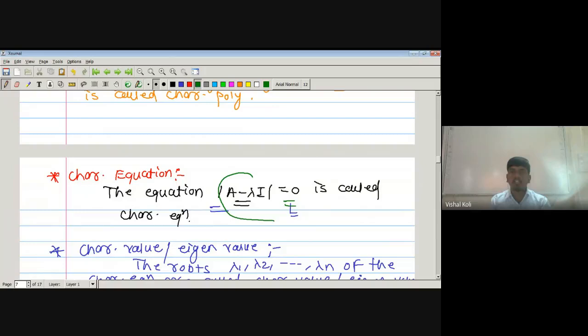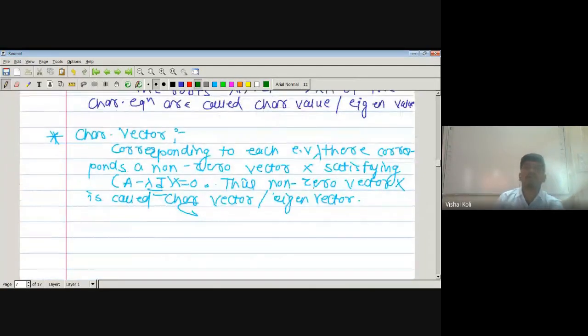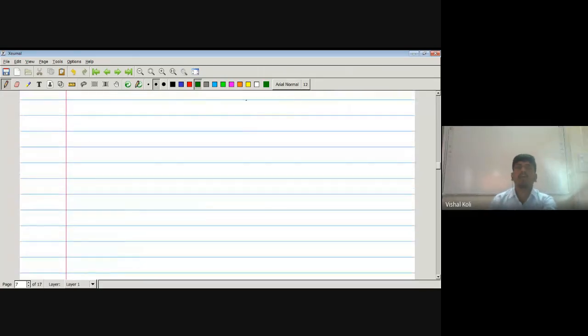of that characteristic equation are nothing but the characteristic values, and corresponding to each characteristic value we get one non-zero vector x which satisfies the condition A minus lambda I into x equal to 0. Such a non-zero vector x is called the characteristic vector or eigenvector. We will see all these concepts by taking one example.